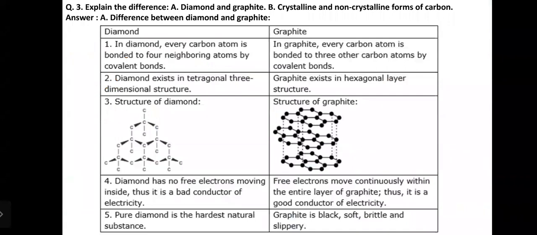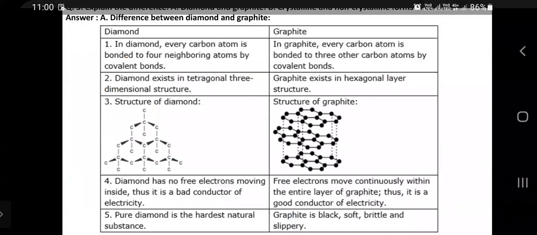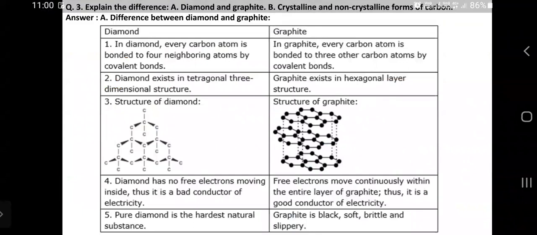Next, question number 3, explain the differences: A, diamond and graphite; B, crystalline and non-crystalline form of carbon. The first one is diamond and graphite.